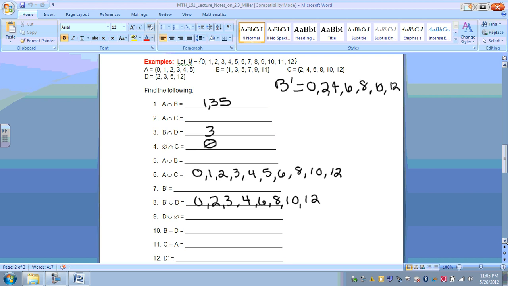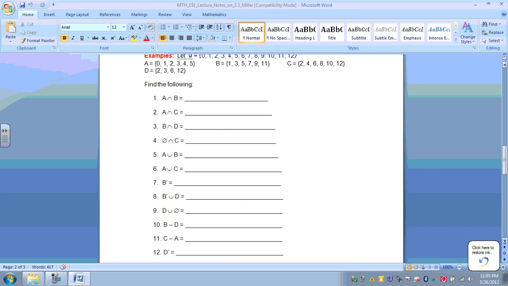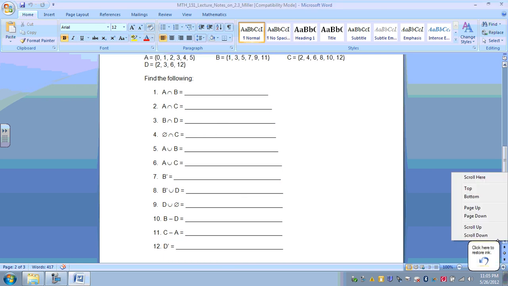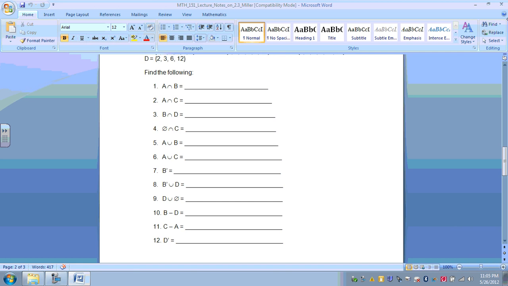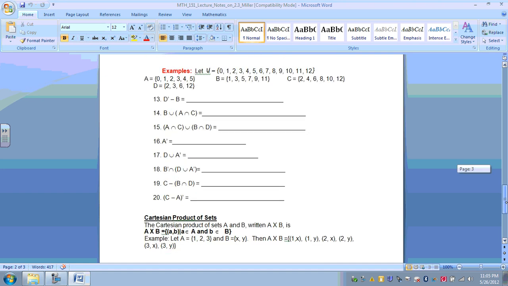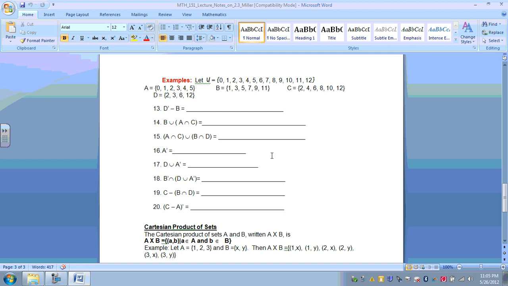All right, let's skip down to the next page and do a few of those examples in there. Okay, so these problems get a little bit more complicated. We'll just do a couple of those. Let's look at like number 15. It's telling us to do the intersection between A and C.